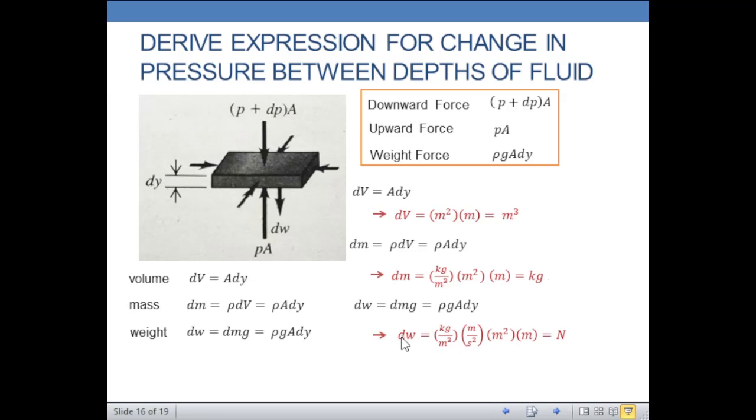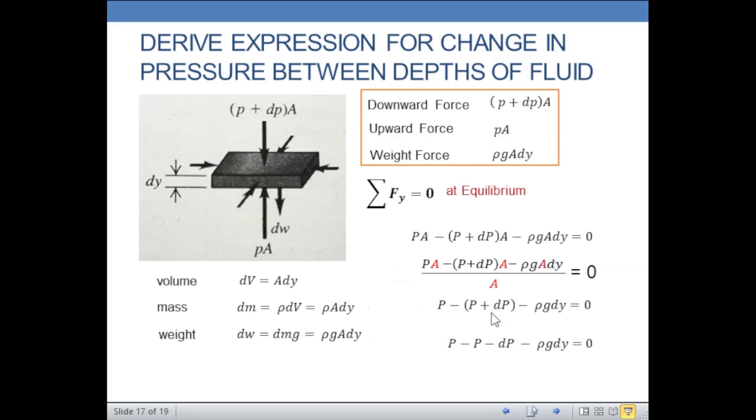And for the weight, density times gravity times area times dy: the density is kilogram per cubic meter, the gravity is meter per second squared, the area is meter squared, and dy is meter. The cubic meters are cancelable, so the remaining units are kilogram and meter per second squared, and that is Newton. So dW is in Newton. We just evaluated the different units.